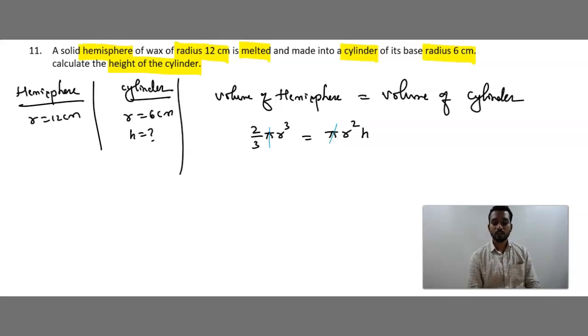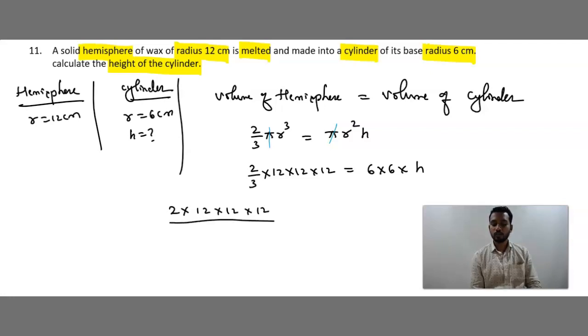Now what can we do? 2 by 3 we keep as it is. What is the radius of the hemisphere? 12, so 12 into 12 into 12, 3 times, equals the radius of the cylinder 6, r square, so 6 into 6 into h as it is. Now what can we do? 2 into 12 into 12 into 12, whole divided by 3 into 6 into 6, that is equal to h.